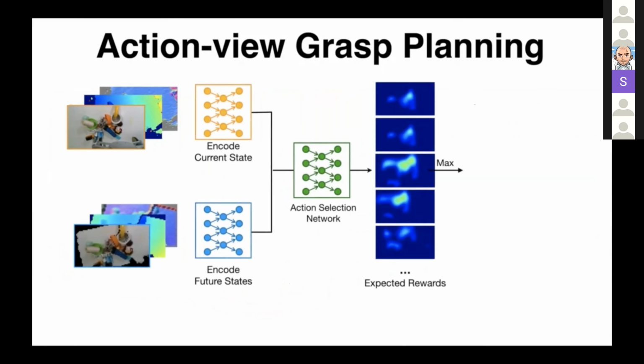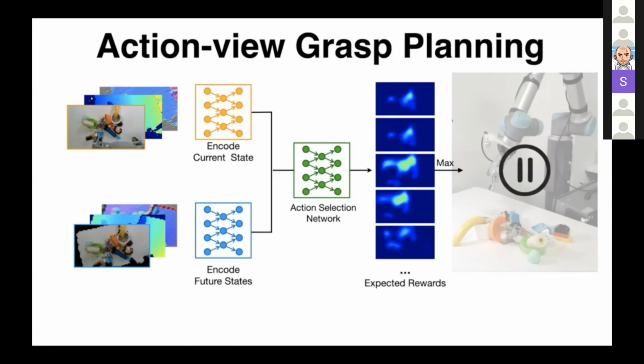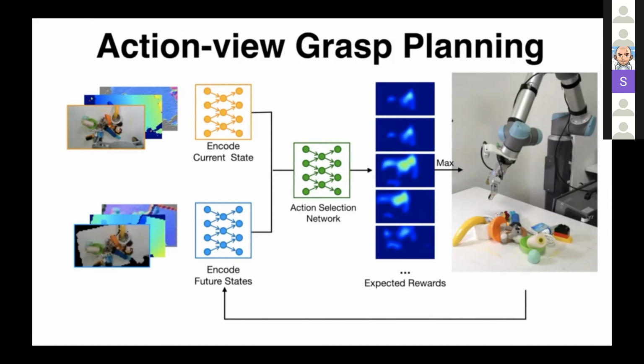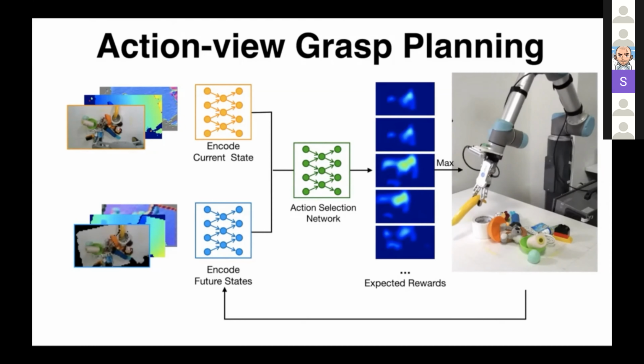So by evaluating these states using a learned value function, the algorithm is able to select the best action that will maximize the total reward for grasping success. The system is first pre-trained with human demonstration data and then fine-tuned with real-world data. This process will continue until the grasp condition is reached and the robot will close its gripper to execute the grasp.